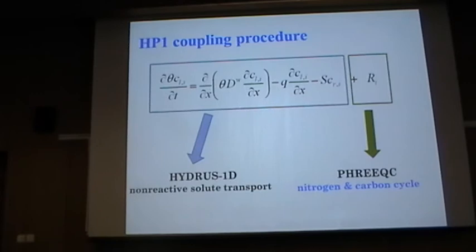As you know, in HP1, Hydrus takes care of the non-reactive solute transport, and Brixie describes the reaction. Of course, if we can describe the nitrogen carbon cycle model here, it is very convenient because obviously flow and transport is very accurate and reliable in Hydrus.